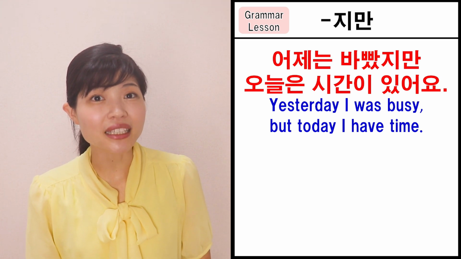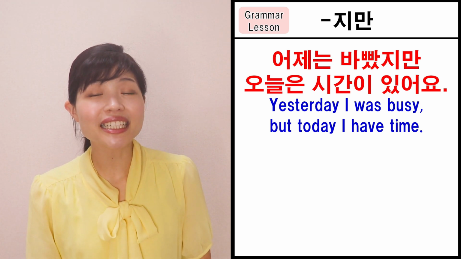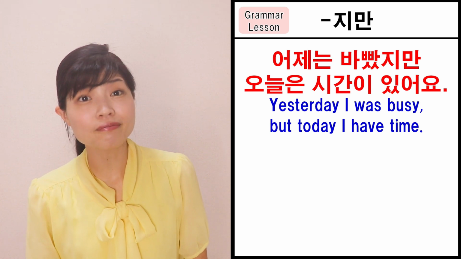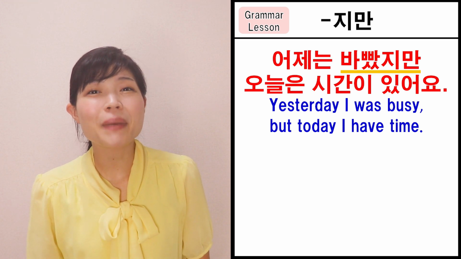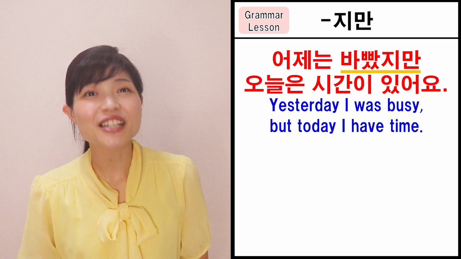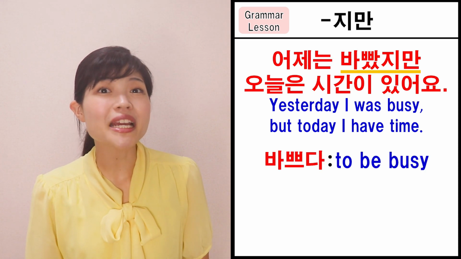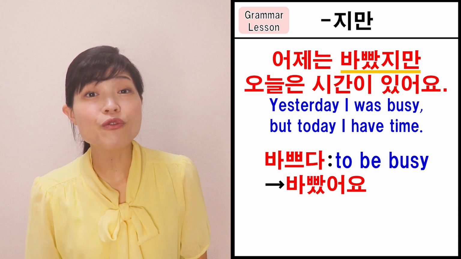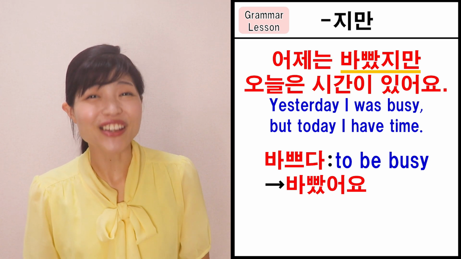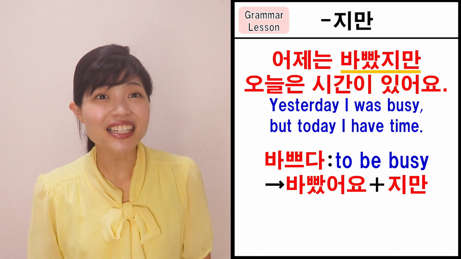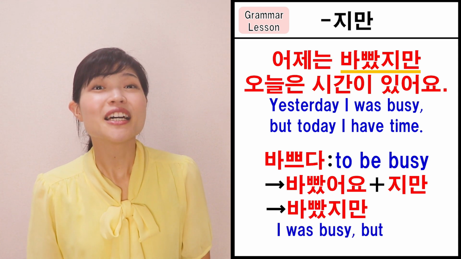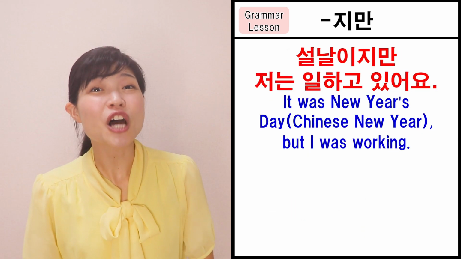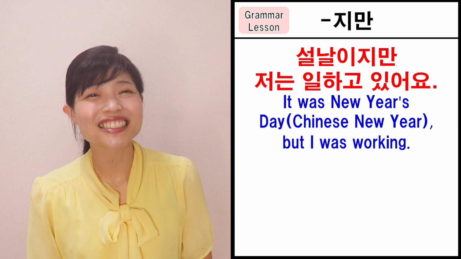어제는 바빴지만 오늘은 시간이 있어요. Yesterday I was busy, but today I have time. Here, let's focus on 바빴지만. I was busy, but the dictionary form is 바쁘다, to be busy. And the past tense of 요 form is 바빴어요. You remove the 요 part and add 지만 to make 바빴지만. Next, let's look at an example sentence of nouns with a final consonant.